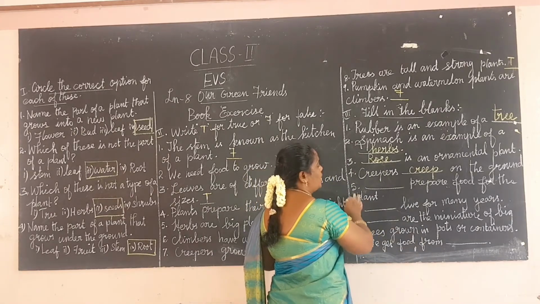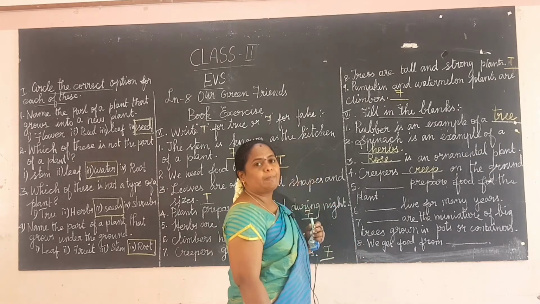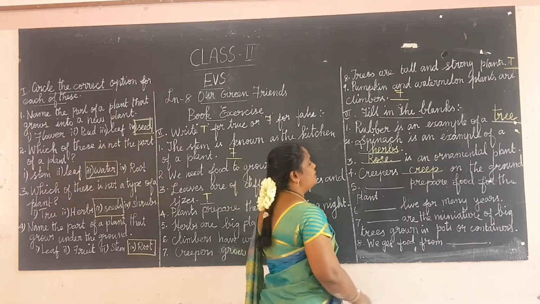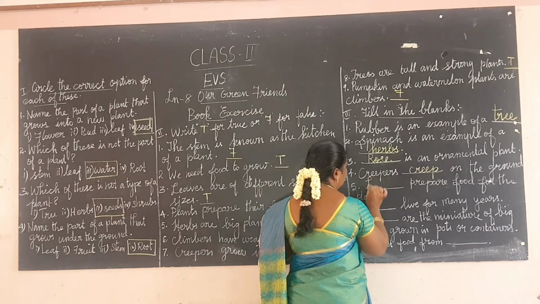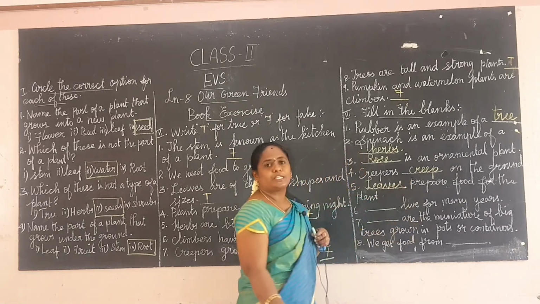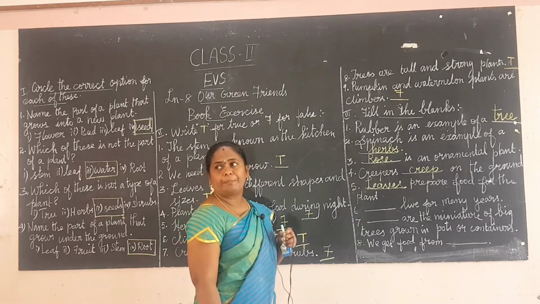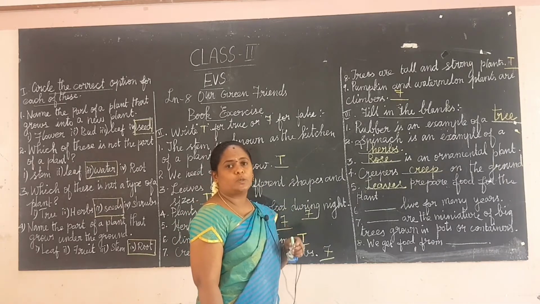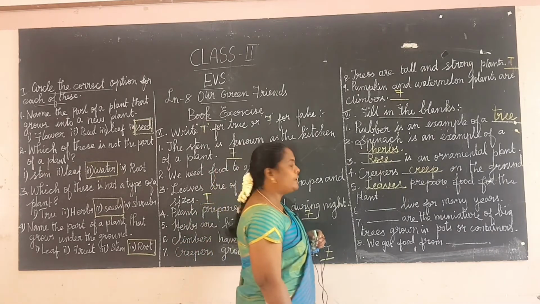And then fifth one, dash prepare food for the plant. Leaves prepare food for the plant. So that is why leaves are known as the kitchen of the plant. Leaves prepare food for the plant.